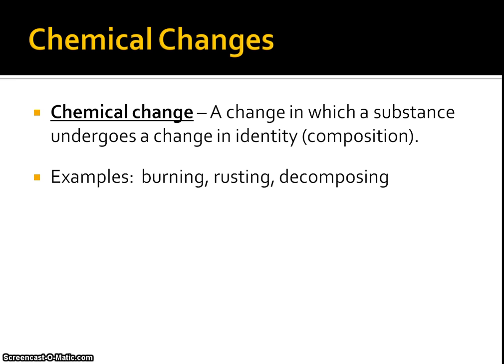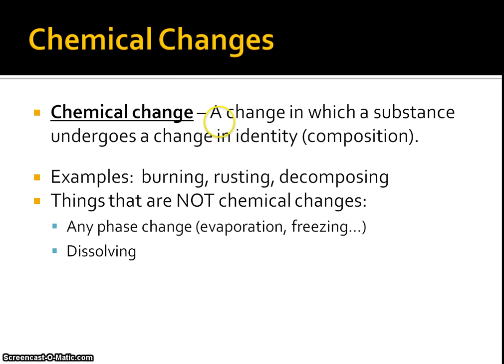Some examples for this are burning. So anytime you see fire, rusting, and decomposing. Some signs for that are things like color changes and smells. If you ever have a color change or a smell, it's usually an indication that a chemical change has occurred. And again, just to reiterate, these are the two that people tend to miss. Things that are not chemical changes would be phase changes and dissolving.